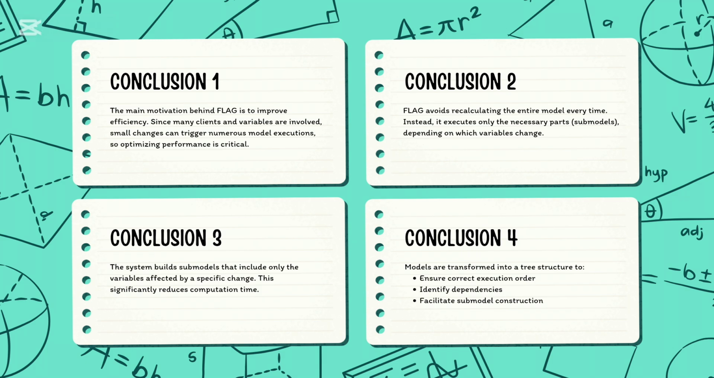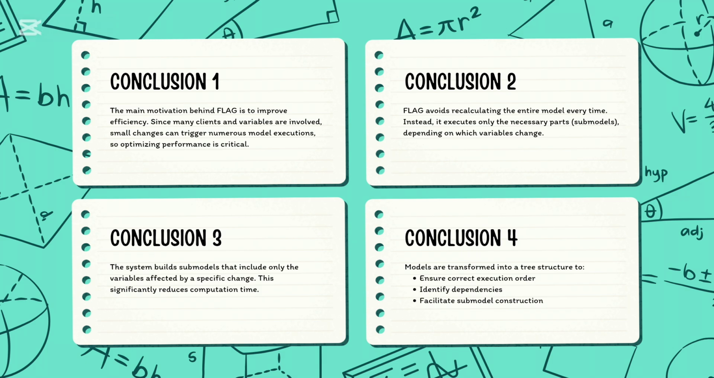Conclusion number 4. Tree structure simplifies processing. Models are transformed into a tree structure to ensure correct execution order, identify dependencies, and facilitate submodel construction. To achieve this, synonyms are introduced so that a variable does not belong to multiple formulas directly. Conclusion number 5. Avoidance of errors and ambiguities. FLAG prevents circular references and ensures correct calculation order by assigning labels to formulas so that dependencies are always computed first.